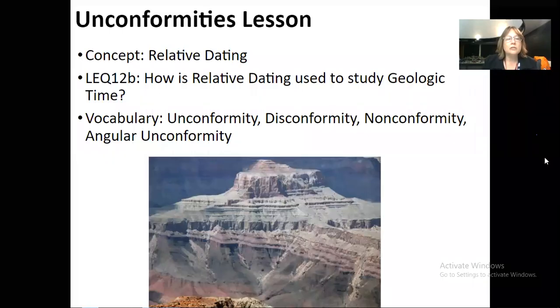Hello and welcome to this lesson on unconformities. This is the second lesson in our relative dating series. In the previous lesson, we looked at the basic laws and principles that are involved in the relative dating process. We learned about the law of superposition, the principle of original horizontality, the law of inclusions, and the principle of cross-cutting relationships. So now we're going to talk about unconformities.